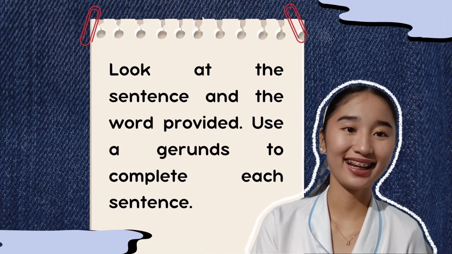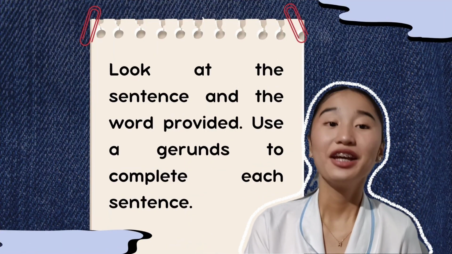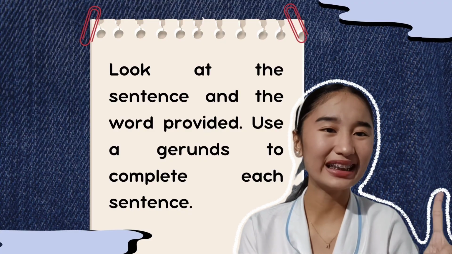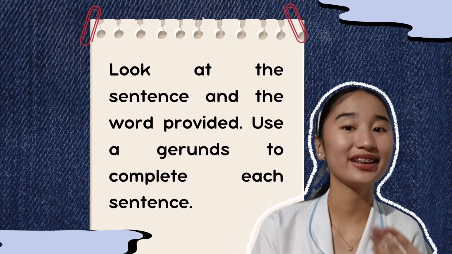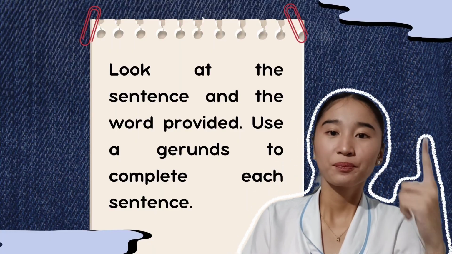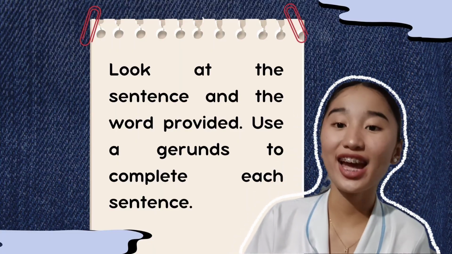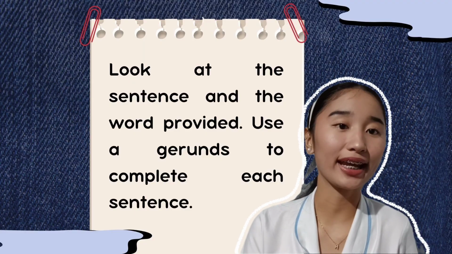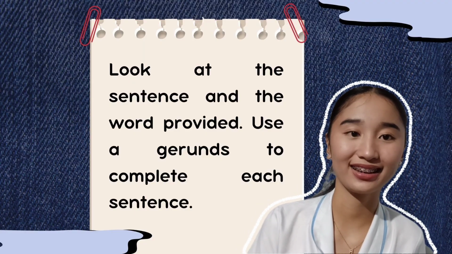Look at the sentence and the word provided. Use a gerund to complete each sentence. I'll read it once and give you 10 seconds to think carefully. And I repeat, in every correct answer, you will gain one piece of a puzzle. Are you ready? So, let's start.